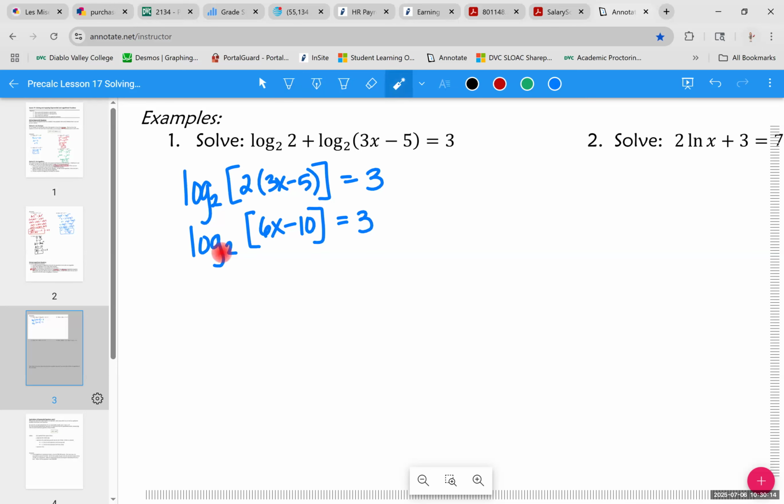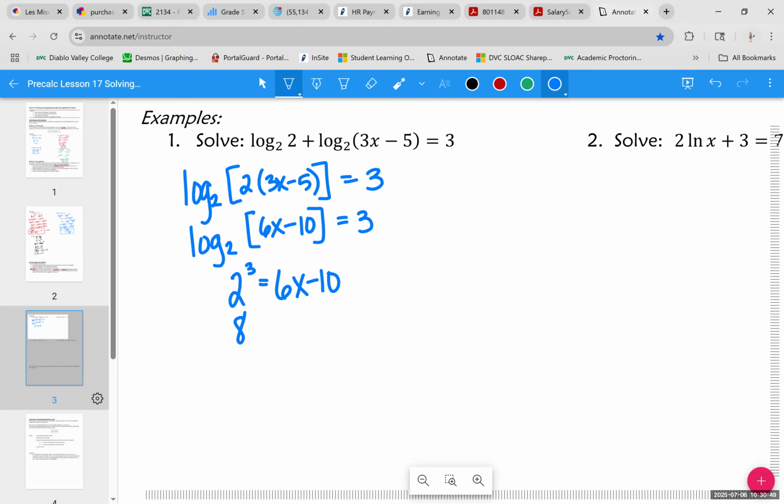Now I have one log. It's by itself on one side. So here's the step where we convert. We want to rewrite this logarithmic equation as an exponential equation. So remember that the base stays the same, and the exponent is on the other side of the equals. So 2 to the third equals 6x minus 10. That's the step that most people get a little confused by, or they forget to do it. And it's just converting from log to exponential form.